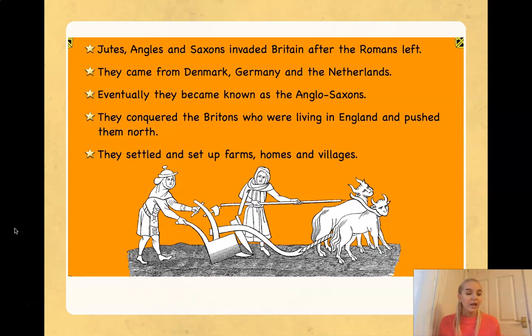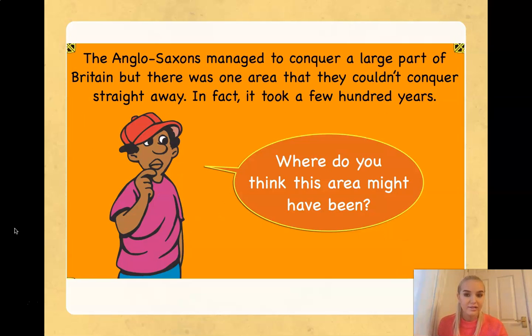Well done. We had the East Saxons, they settled in Essex. The West Saxons settled in Wessex. The Middle Saxons settled in Middlesex. And the South Saxons settled in Sussex. So that is what you can all remember from last lesson. So well done, great memories.